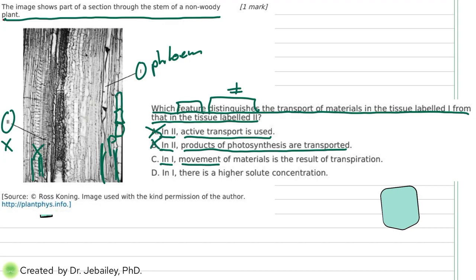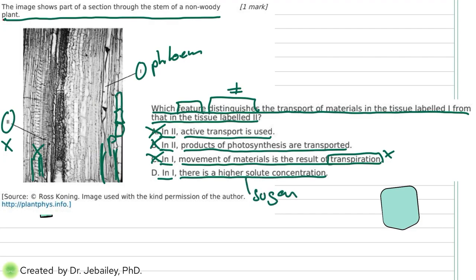In 1, movement of materials is a result of transpiration. Transpiration happens in the xylem, so this is not it. So I already know it's D without having to look at it, but making sure, in 1 there is a high solute concentration. It makes sense. The solute here is the sugar, and the high concentration is usually found in the phloem. That's why the xylem sends water through osmosis to there. So the answer is D.